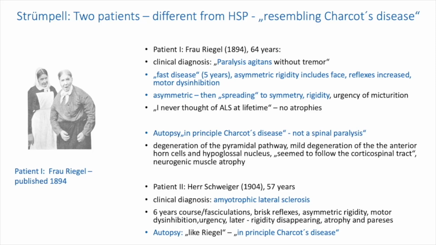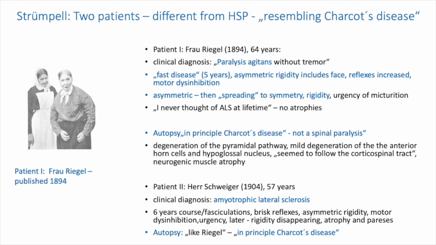He saw a second patient in which he did the diagnosis of amyotrophic lateral sclerosis, and he found anatomically or pathologically exactly the same as he found in Mrs. Riegel, and the clinical difference was only that in the end of the disease, the patient presented with atrophy and paresis. He didn't use the term primary lateral sclerosis, but he saw these patients as an entity of itself, very close to Charcot's disease. He did not go further.